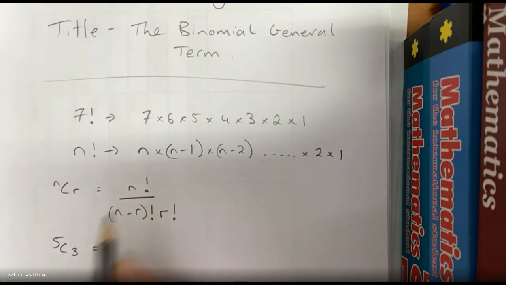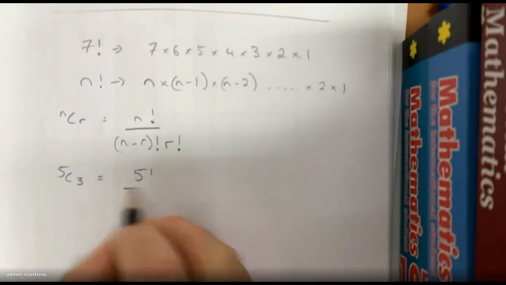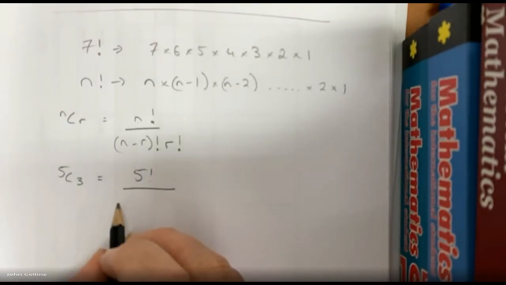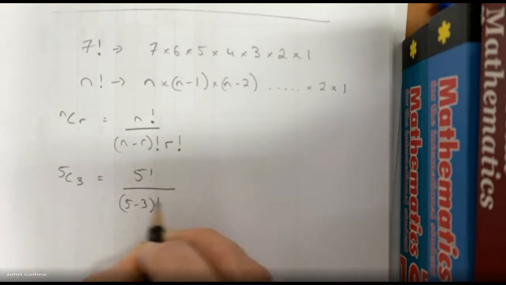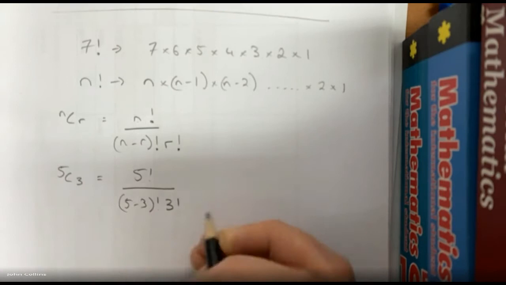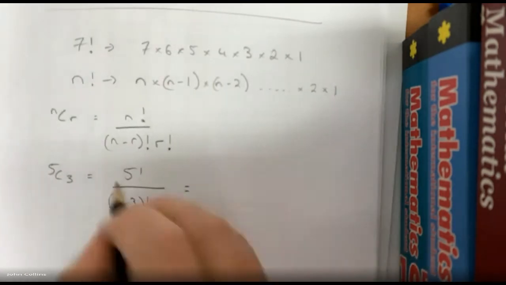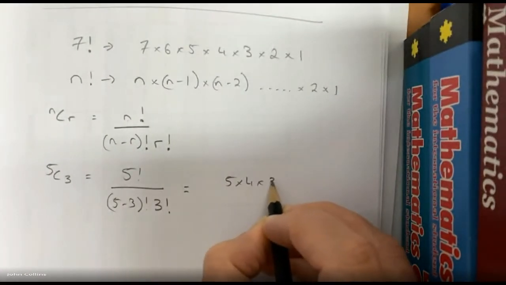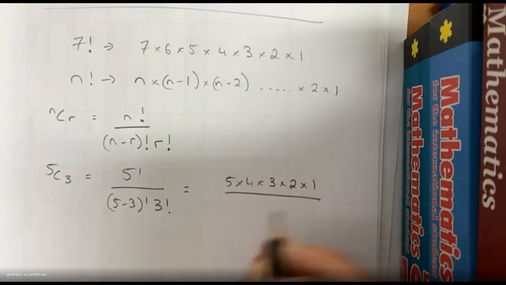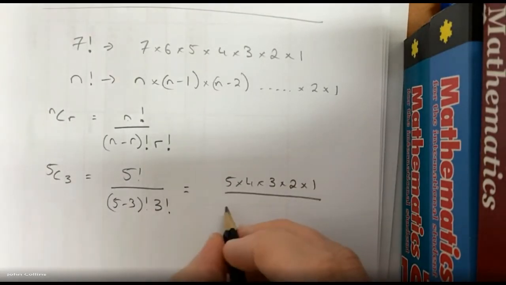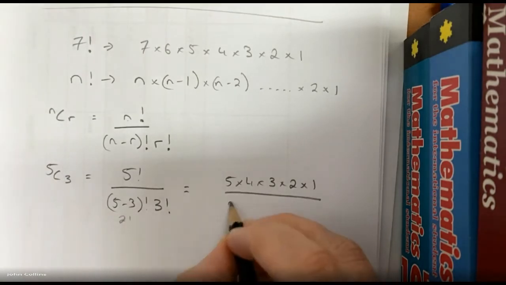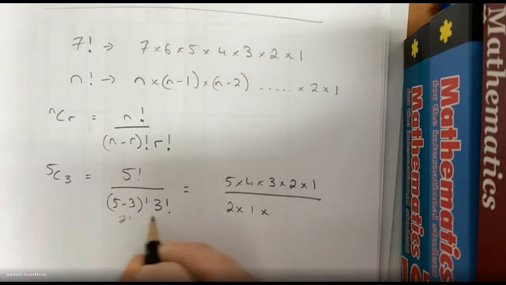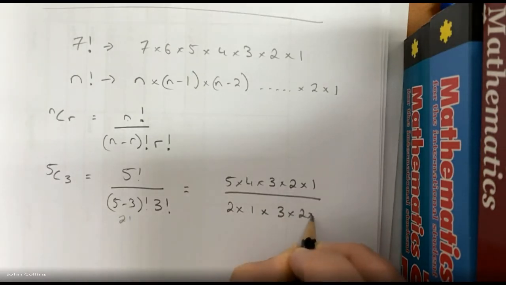So that would be 5 factorial on top of this fraction, all over n minus r, so that'd be 5 minus 3 factorial and 3 factorial. Now, let's do a little expansion of that over here. 5 factorial on top is 5 times 4 times 3 times 2 times 1. 5 minus 3 is 2 factorial, so we just rewrite as 2 factorial, and that's 2 times 1. And that's multiplied by 3 factorial, 3 times 2 times 1.